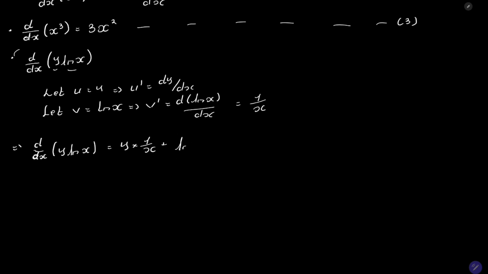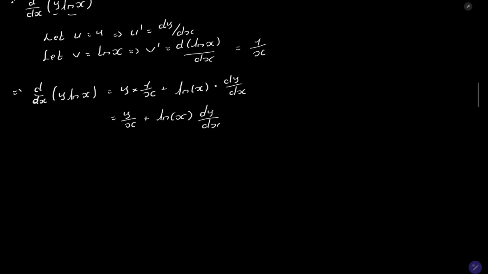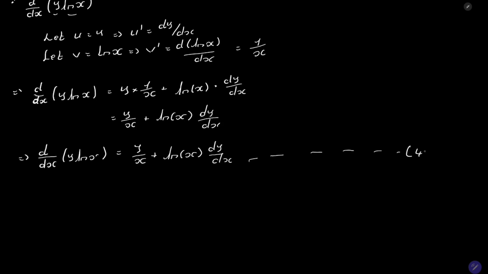Our v being ln of x times du, that is dy on dx. This gives us y on x plus ln of x times dy on dx. So we can conclude that the derivative with respect to x of our function y ln x gives us y on x plus ln of x dy on dx. We label this equation 4.